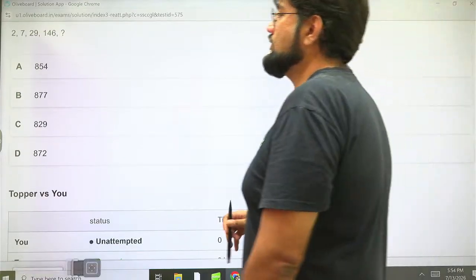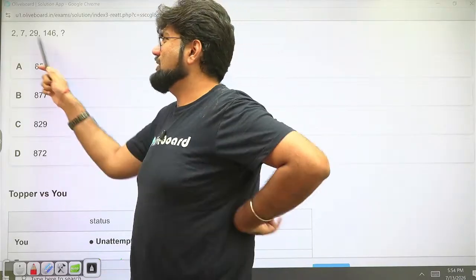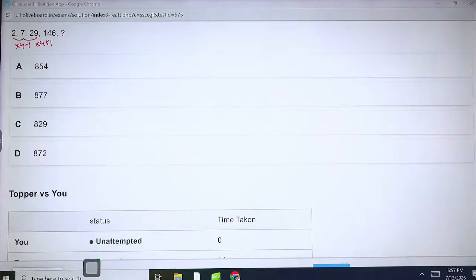Okay. 2, 7, 29, 146. The differences are quite big, so I think we can go with multiplication. So 2 and 7, we can say multiplication.